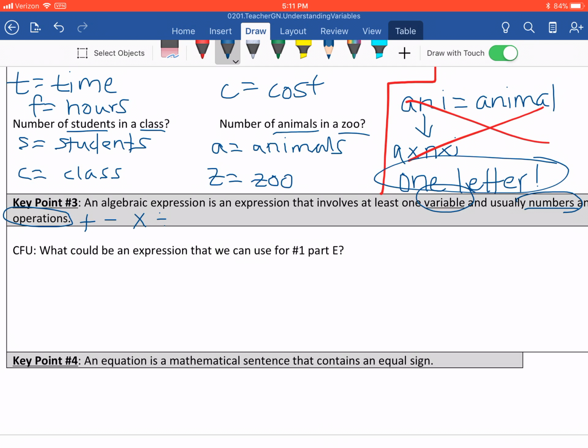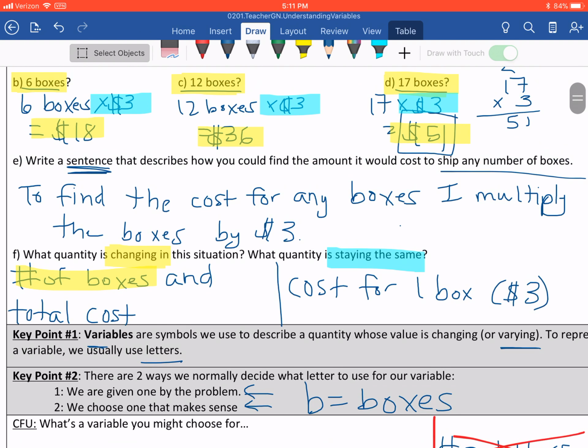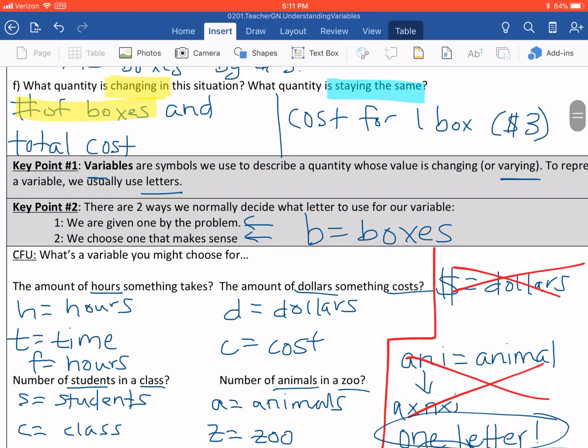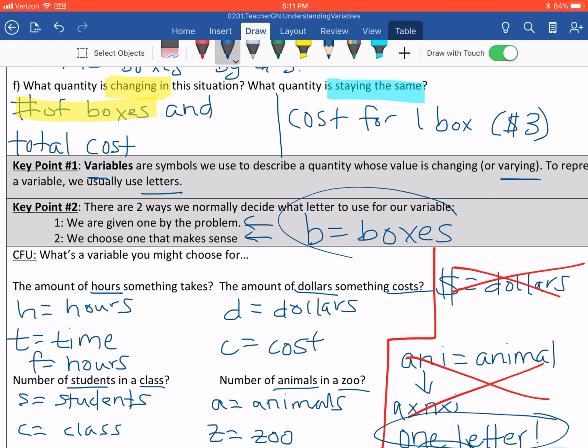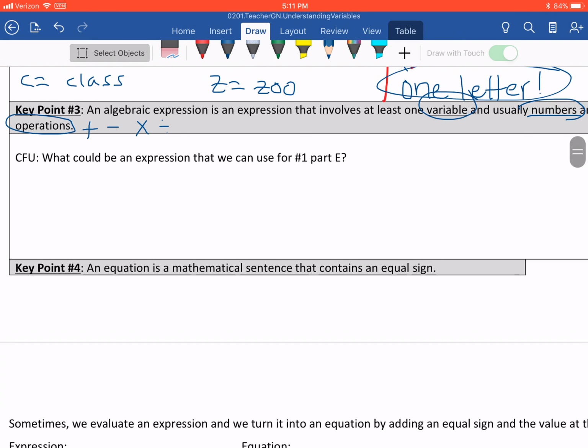So the check for understanding here, what could be an expression that we use for number 1 part E? Well, if we go back and look, number 1 part E was talking about the sentence right here that describes how to find the amount of money it costs to ship the boxes. Well, we already picked our little variable right here, B for boxes, so I'm just going to use that again. So what could be an expression?